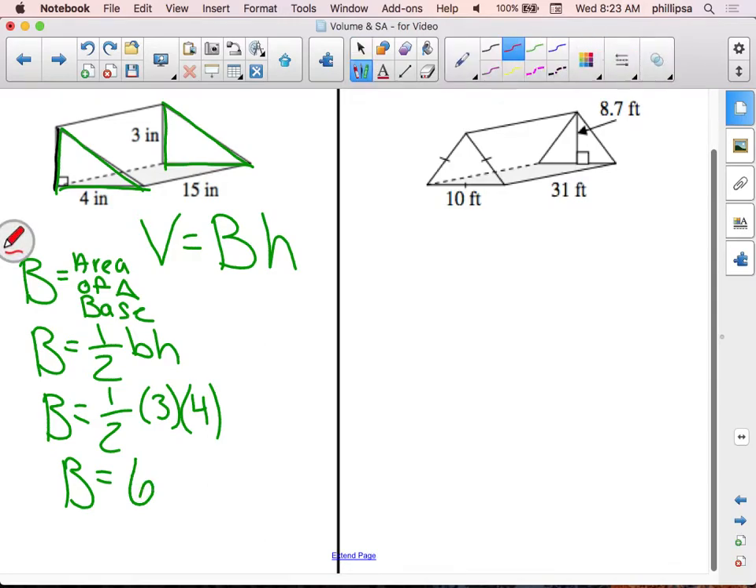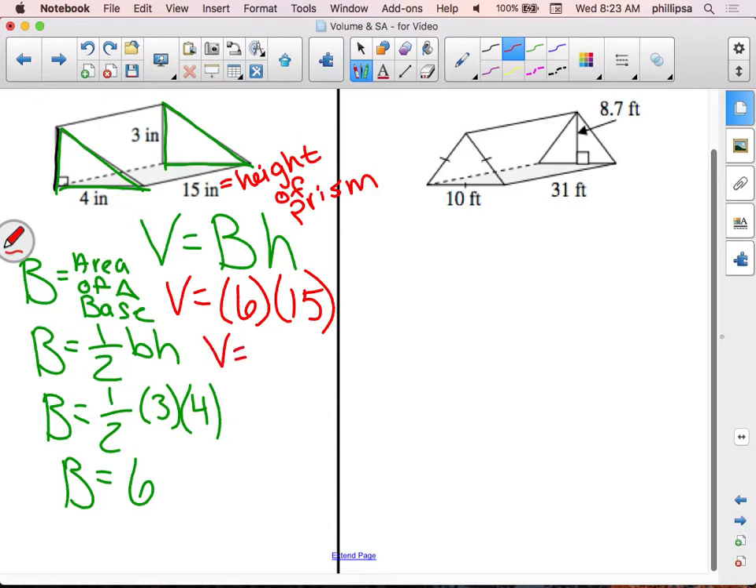Okay. So that means that I now just have to identify the height of my prism. So the 15 is going to be the height of my prism here. Okay, and so now you just have 6 times 15. So you would have 90 cubic inches. Okay, and the other triangular prism is going to be much the same. You have a base there of 10 and a height there of 8.7, and the height of the actual prism is 31. So you would be finding the area of the triangular base, so half of 10 times 8.7, and then whatever that result is, multiplying it by the 31 for the height.